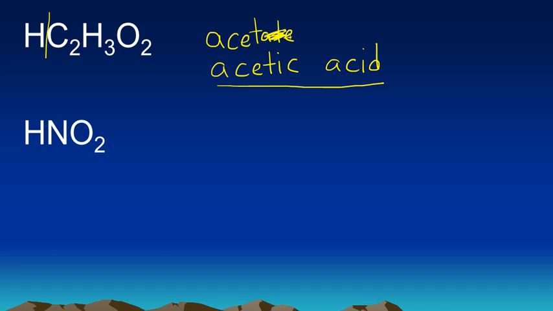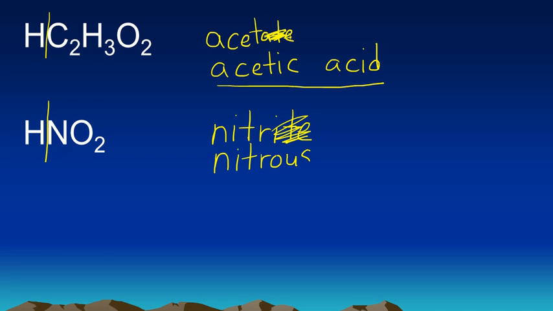We have HNO2, and so once again we have to split this in half, and we name the NO2, and so that anion is called nitrite. And so the rule says that ite gets changed to what? It gets changed to ous. I was ahead of myself on the last one there. This one gets changed to ous, O-U-S. So we take off the ite and put ous on that one. So this is called nitrous acid.